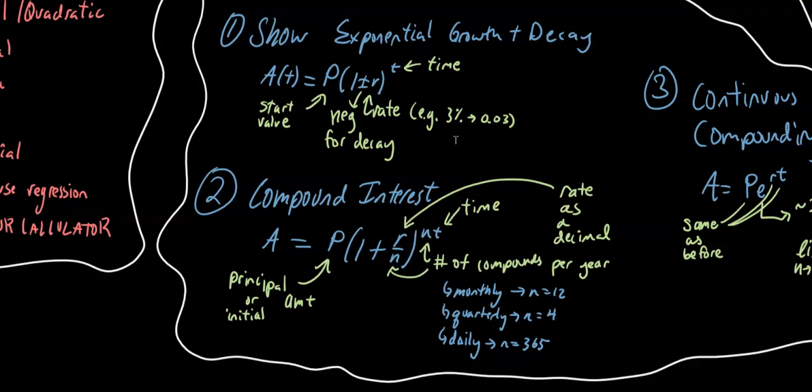Now, compound interest can also be shown using this equation. The numbers mean the same thing except for n right here, which means the number of compounds per year. All right. So common compounding periods are monthly, quarterly, and daily, or yearly. It's how many times per year. We have 12 months in a year, 4 quarters, and 365 days, and of course 1 year in a year. So that would just be 1.